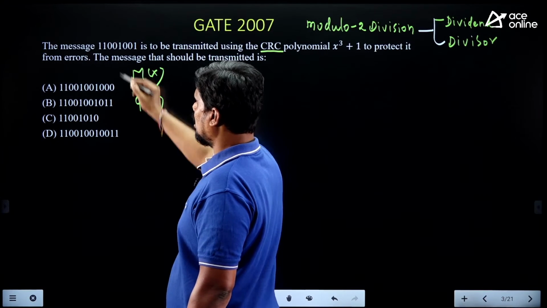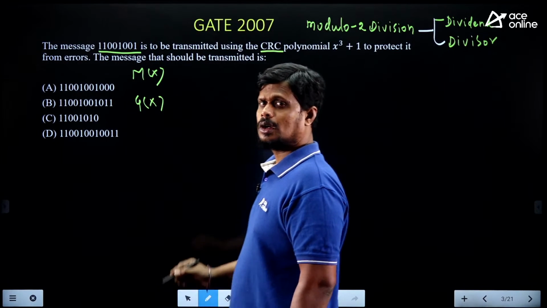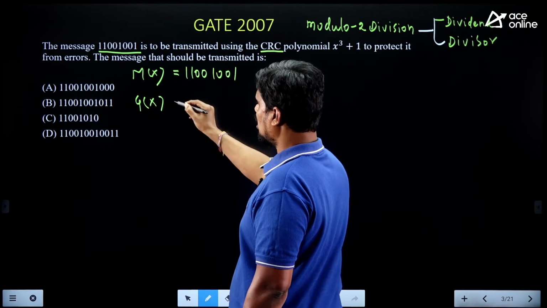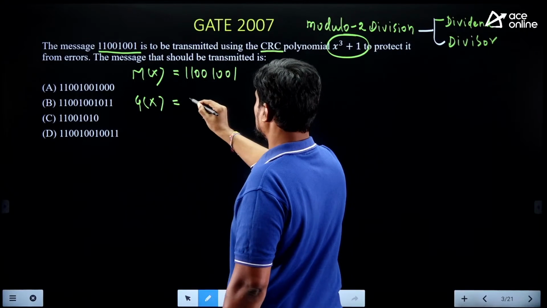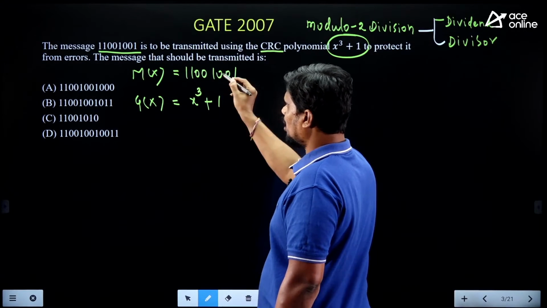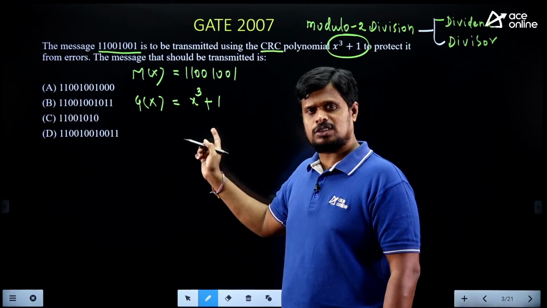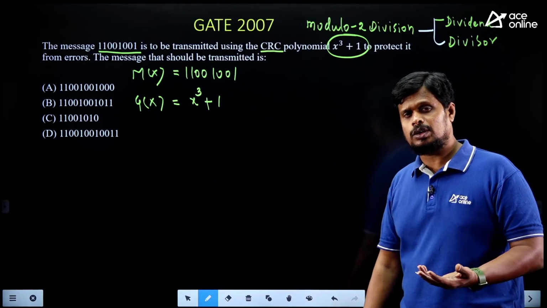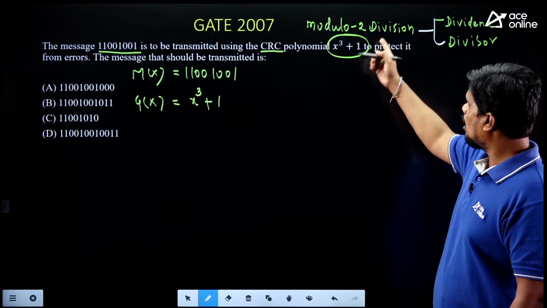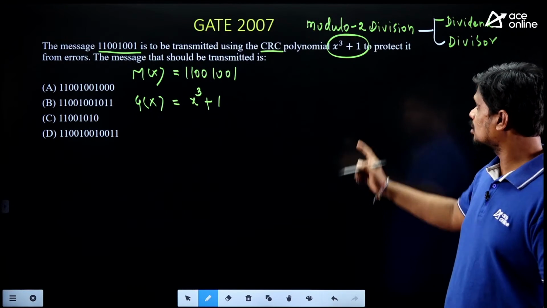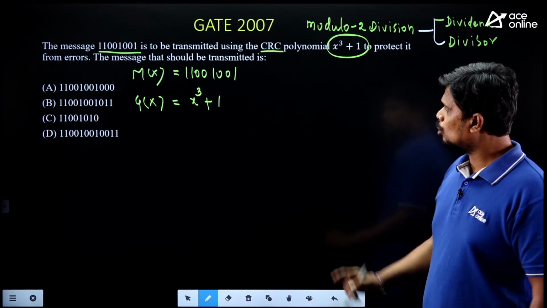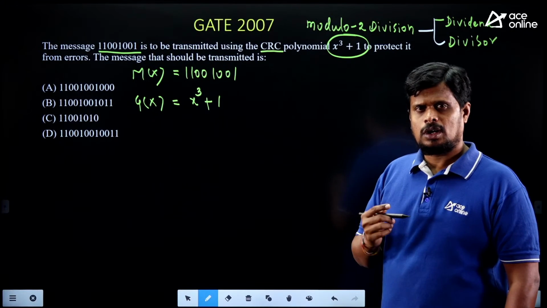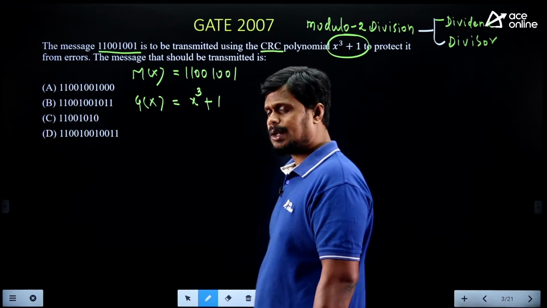According to the question, M of X is given as 11001001. So M of X is already given, and G of X is given in terms of a polynomial, that is x cube plus 1. As our M of X is in binary, we need to convert this G of X into binary because it is in polynomial form now. You can apply this modular 2 division technique on both binary data as well as polynomial data. So since M of X is already in binary format, we can convert G of X also into binary. So how can we convert a polynomial into binary?